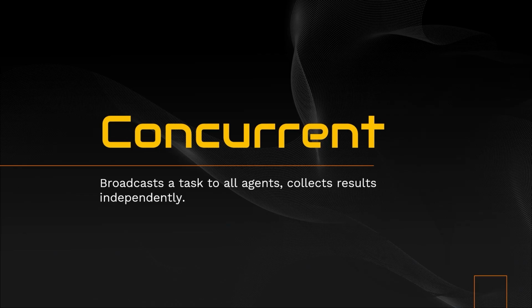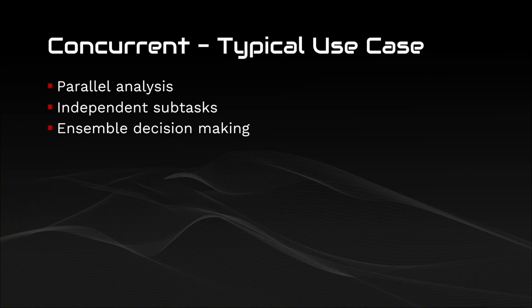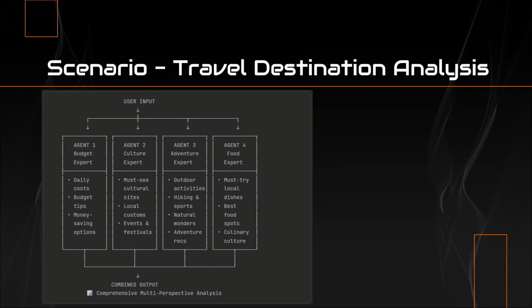Let's talk about concurrent. It broadcasts a task to all agents and collects results independently. For use cases, we can think about parallel analysis, independent subtasks, and ensemble decision making. I have a scenario for this specific pattern. Travel destination. Consider I want to go to Vienna in Austria, and I need to know some information about this travel. So I have a user input, my destination, and then I have 4 different agents.